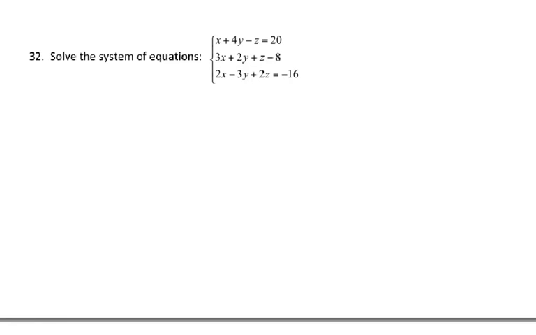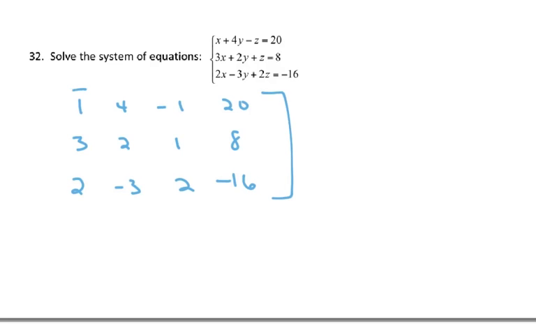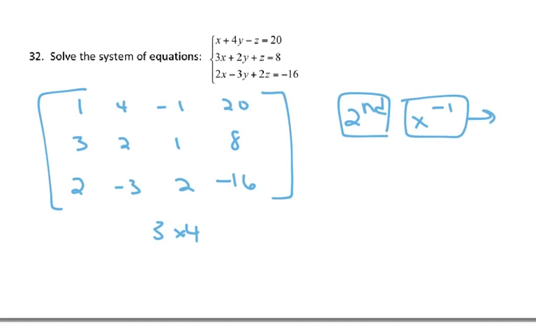The first row of your matrix should be 1, 4, -1, 20. The second row should be 3, 2, 1, 8. And the third row should be 2, -3, 2, -16. It's a 3 by 4 matrix. So when you go into second x^-1, make sure that you make it 3 by 4 if it says 2 by 3. So go into edit and then type in all your numbers. Remember to hit enter each time you enter a number or it won't lock it in.